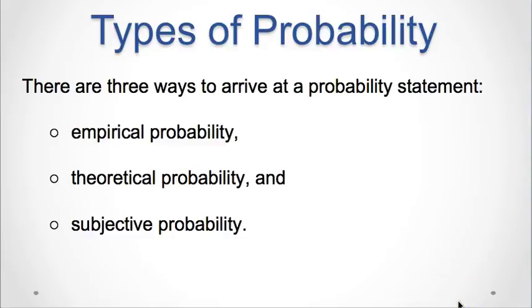Hello everyone. This is our second lecture for Chapter 4, An Introduction to Probability. In this lecture video, we will discuss the different types of probability. There are three ways to arrive at a probability statement: empirical, classical or theoretical, and subjective probabilities.